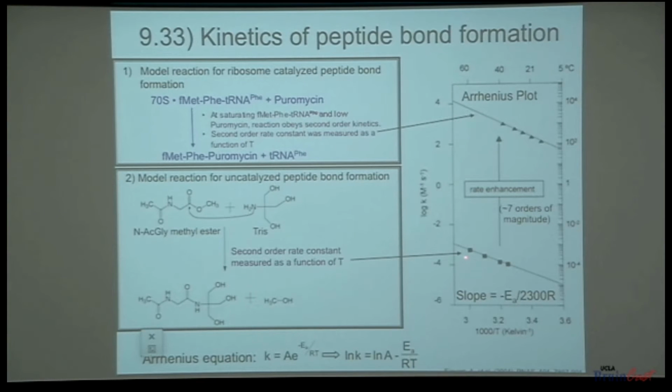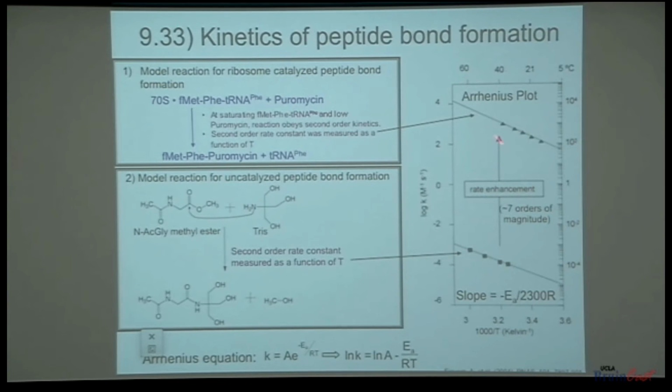Okay. And then they also measured the rate of a model reaction, which they considered a model reaction for uncatalyzed peptide bond formation. So this is the reaction that they considered to be a model for uncatalyzed peptide bond formation. They measured that at multiple temperatures, and they generated an Arrhenius plot. And they saw that catalyzed peptide bond formation is much faster by 7 orders of magnitude at any given temperature than uncatalyzed peptide bond formation.